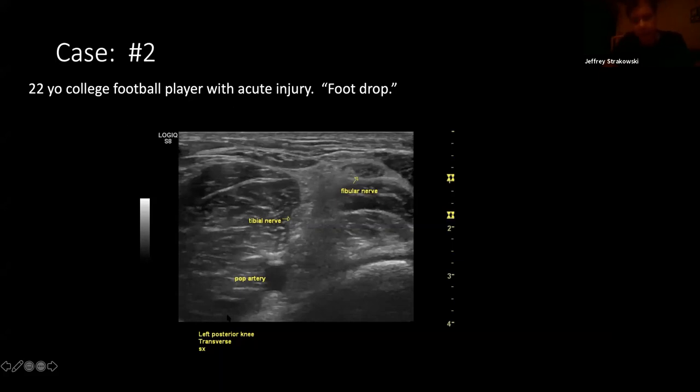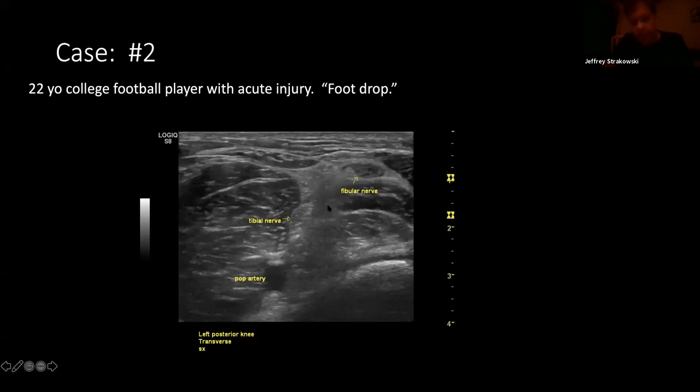Okay, so here we scan the popliteal fossa. So this is the lateral femoral condyle and articular cartilage, popliteal artery. Here's the tibial nerve and there's the fibular nerve. And I usually ask people, okay, does this look normal or abnormal? And the answer is abnormal.